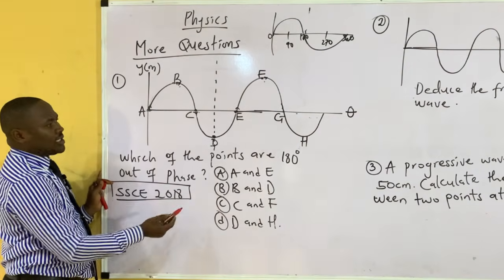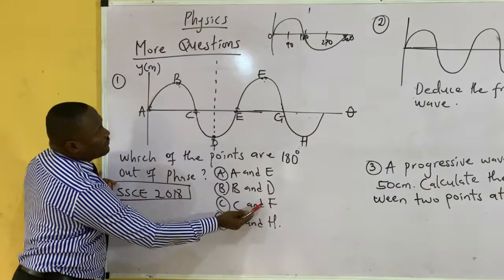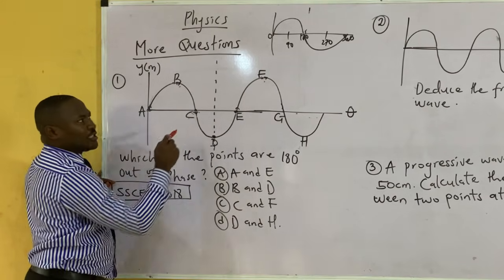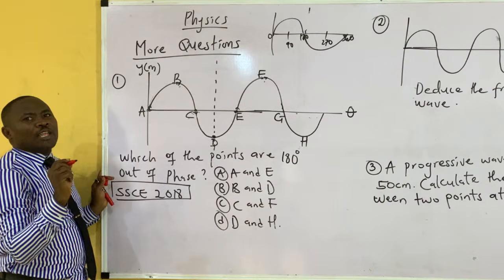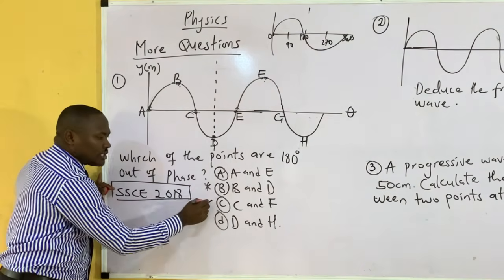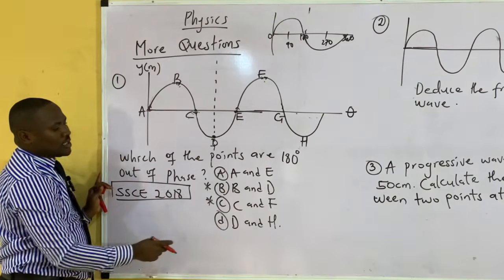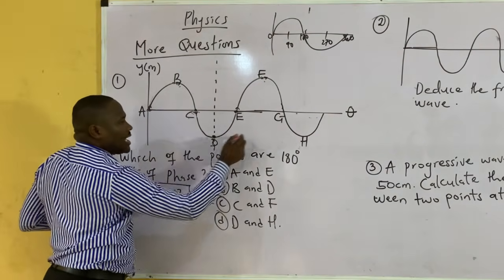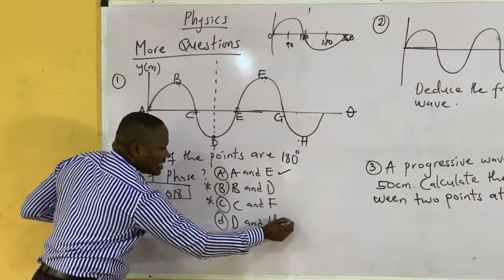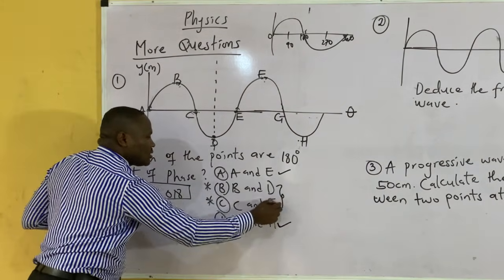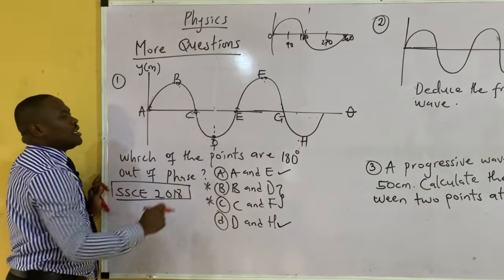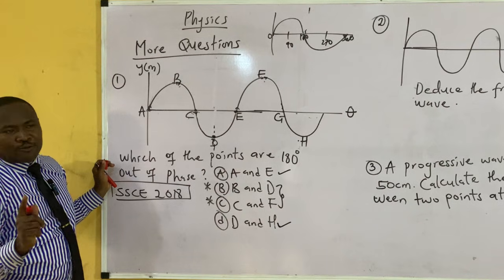Let's see option C. C and F. They are also not in phase, but the angle at which they are not in phase is not 180 degrees. These two are not in phase. Let's see option D. D and H are in phase. These guys are in phase. These guys are in phase. These two guys are not in phase. So now the question is, which of them is 180 degrees out of phase?